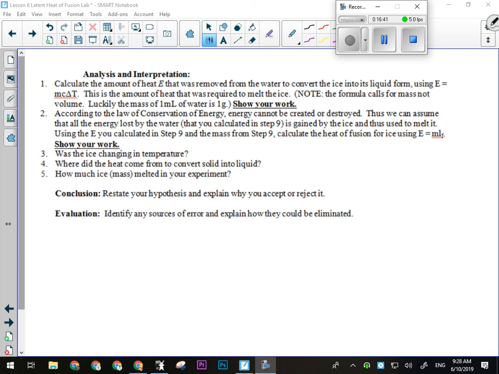How can they be eliminated? With this experiment, not really, they can't be, other than to not use our hands maybe to pull them out, but maybe to use a strainer instead. But really there isn't another way, unless we were to use some sort of fancy bomb calorimeter or something like that.